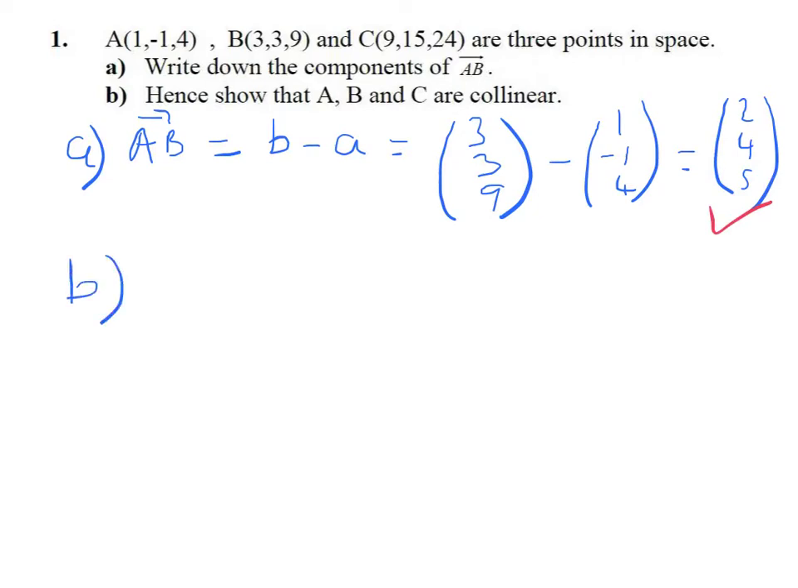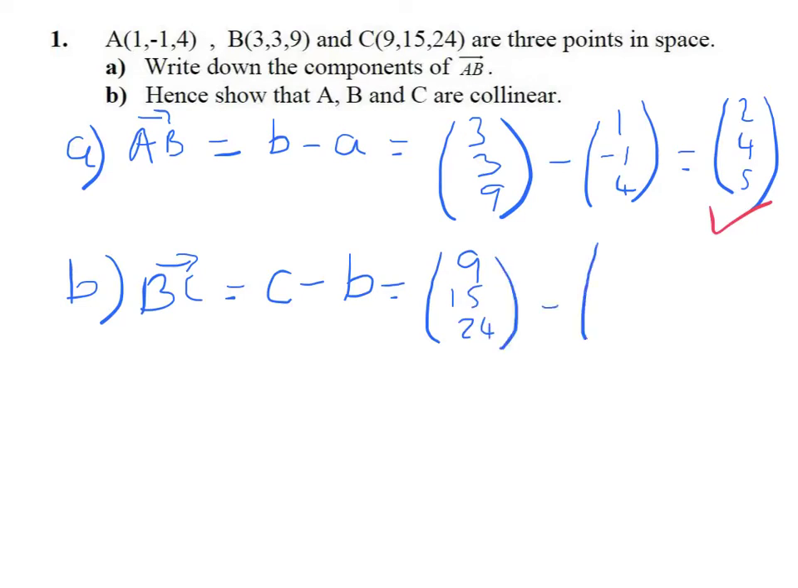Part B, we're asked to show that these 3 points are collinear. Now there are two conditions for collinearity. The lines must be parallel, they must have the same gradient, and they must share a common point. So we need to find the component form of BC to be able to do this, which is C minus B, which is (9, 15, 24) minus (3, 3, 9), which gives us (6, 12, 15).